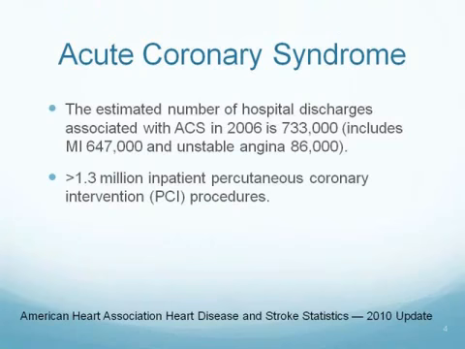So let's begin by talking about the magnitude of acute coronary syndrome. In 2010, the American Heart Association published its heart disease and stroke statistics, and the estimated number of hospital discharges associated with ACS was over 700,000. The vast majority of these were patients who were diagnosed with myocardial infarction, and about 86,000 of these hospital discharges were attributed to unstable angina.